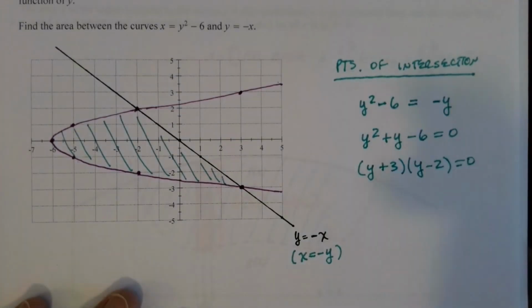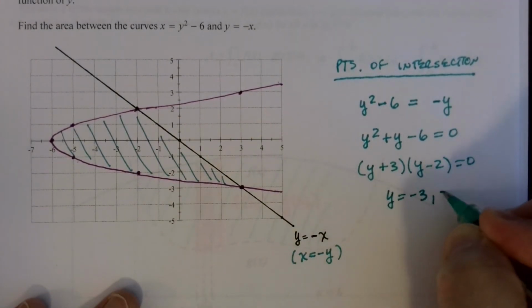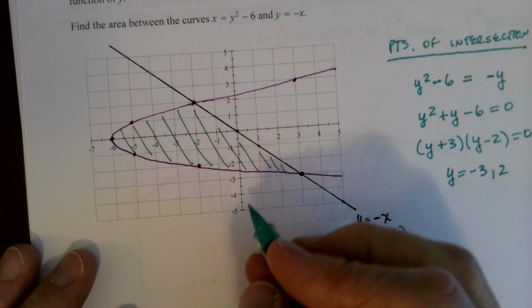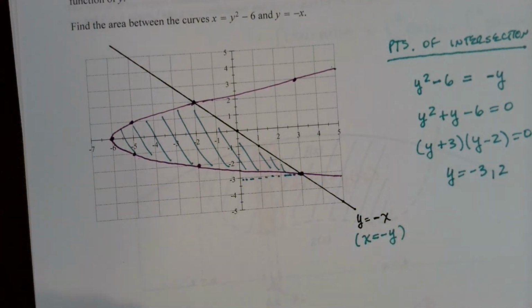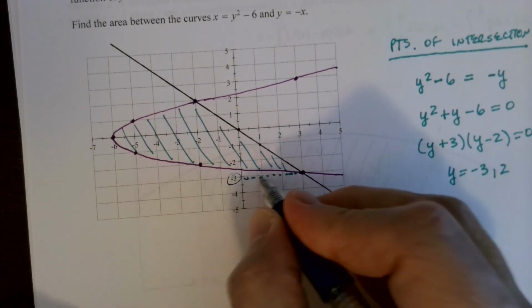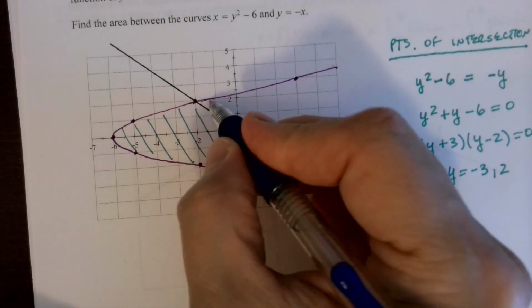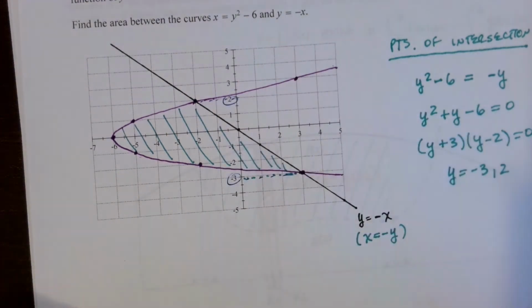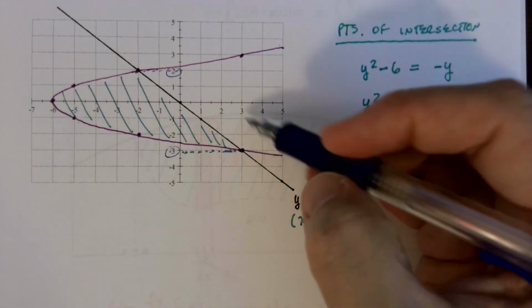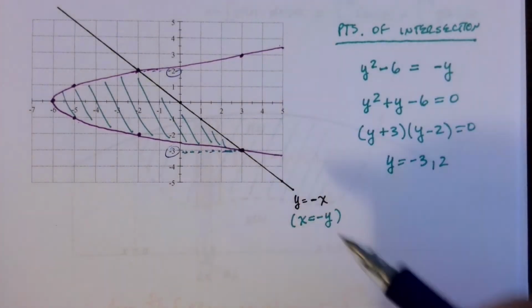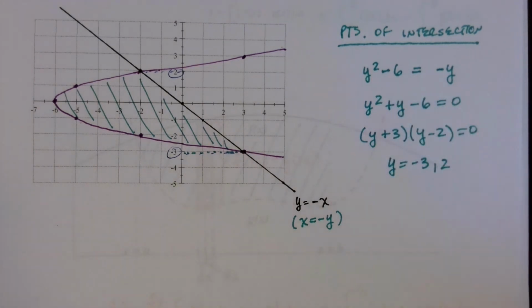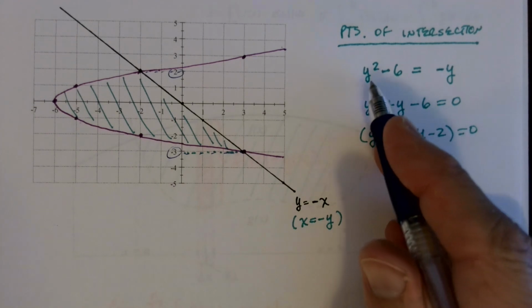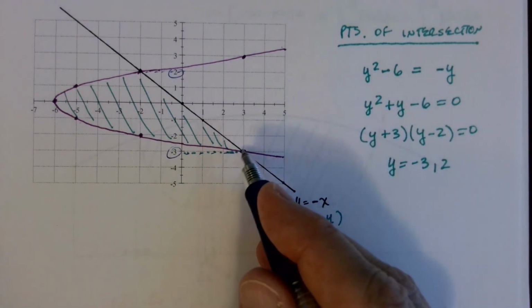All right, and so y is what? Negative 3 and positive 2. And you can see that now at y equal negative 3, right, where we have that point of intersection there. And then up here, right at positive 2. That's the y coordinate. Of course, the x coordinate is 3, and we can find that by plugging in y equal negative 3 into either side of this equation, and we'll get 9 minus 6 is 3. We get x is 3 there.